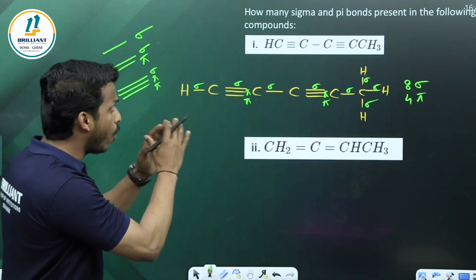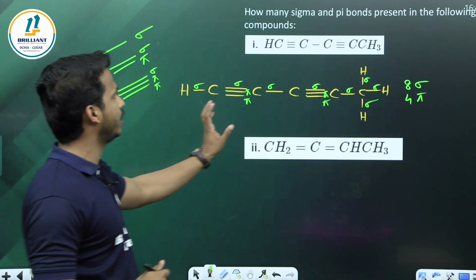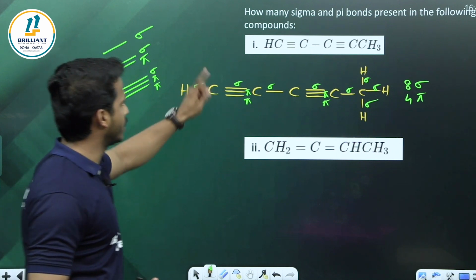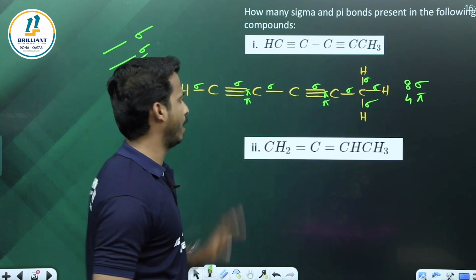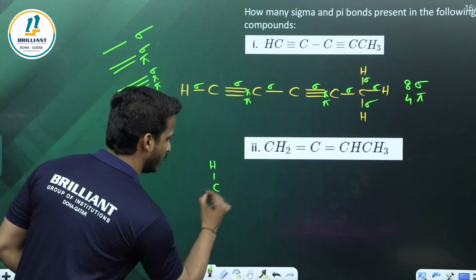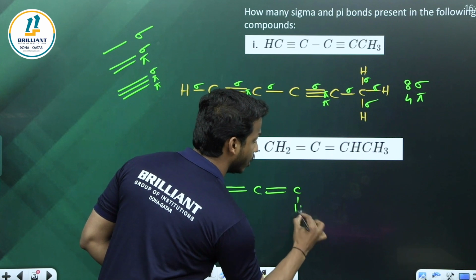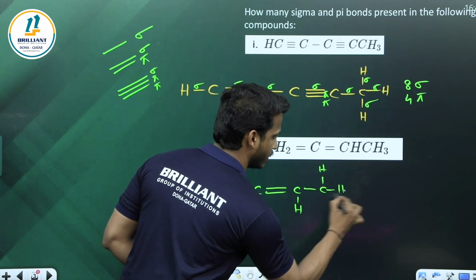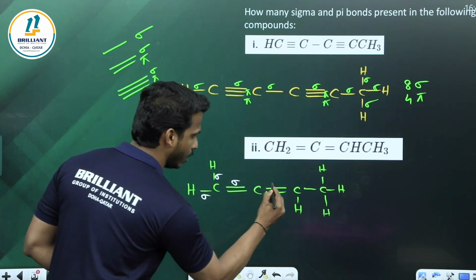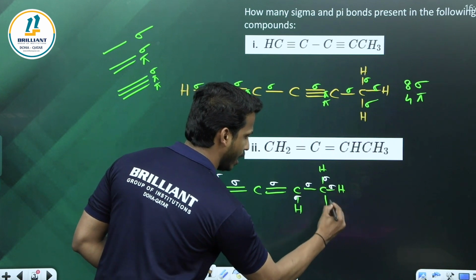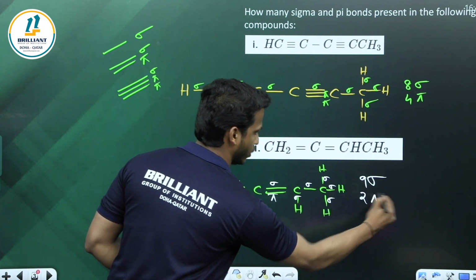Correct or not, dear? So each and every bond we have to expand. CH triple bond C, single bond C, triple bond C, CH3: 1, 2, 3, 4, 5, 6, 7, 8 sigma bonds, 1, 2, 3, 4 pi bonds. What about this one? This is CH2 double bond C double bond CH, C, CH3. How many sigma bonds are there? Let us count: 1, 2, 3, 4, 5, 6, 7, 8, 9. There are 9 sigma bonds. How many pi bonds? 1, 2, only 2 pi bonds are there.